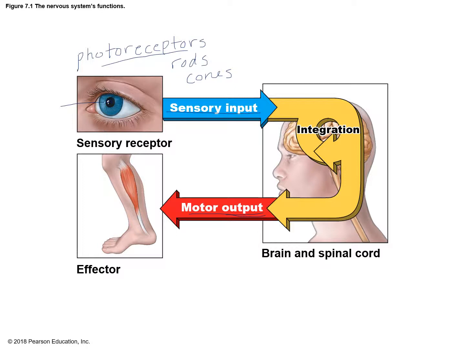But the same basic pattern would exist. We have sensory input, basically sensing the pressure from the tap. Integration would be an interneuron within the CNS, and then motor output to the muscle.